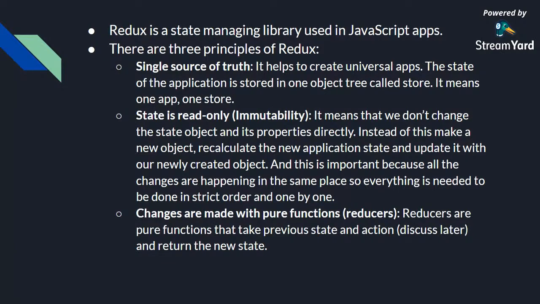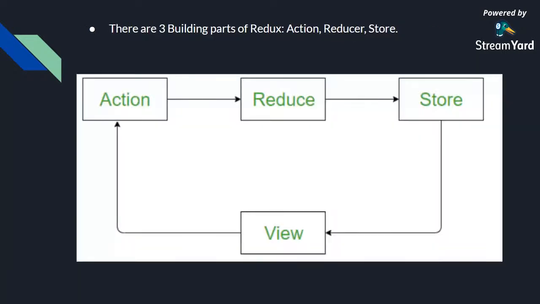We can change the value of the state by using reducers. Reducers are pure functions that take the previous state and an action and return a new state. So Redux has three main building parts: we have action, we have reducer, and we have store.